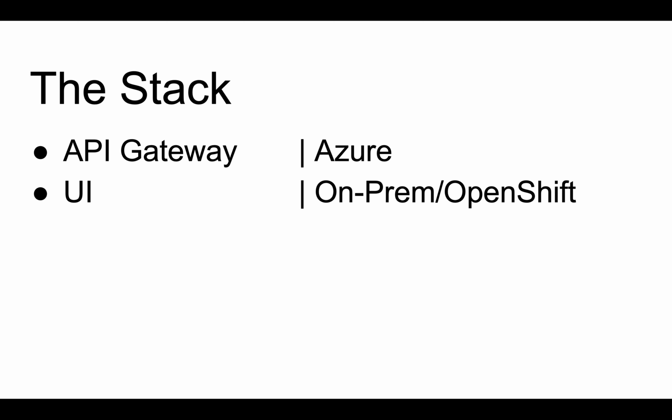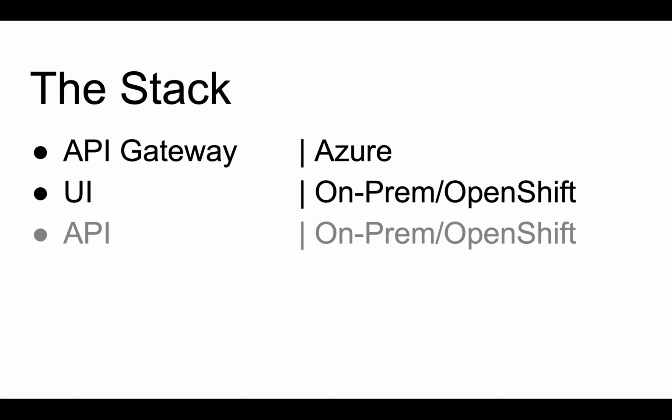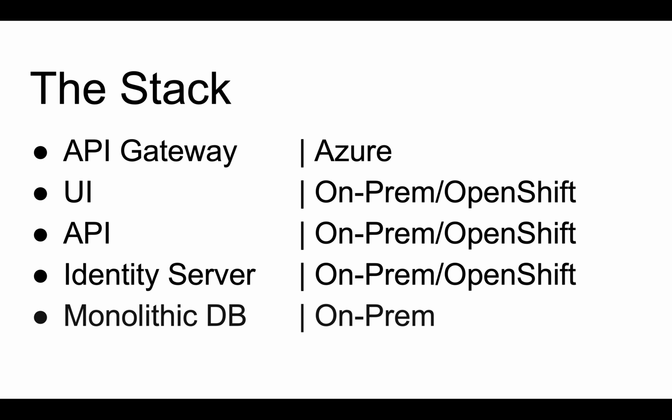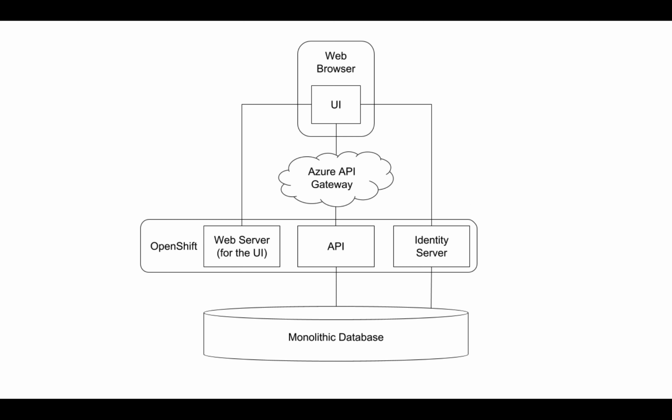That UI component, known as the EdPay UI, is actually being served from on-prem, on OpenShift, within one of our data centers. The API, likewise, is also running on-prem on OpenShift, and the identity server providing the authentication for these components is again on-prem and on OpenShift. And underlying all of those services is a monolithic DB, also on-prem, but not on OpenShift in this case.